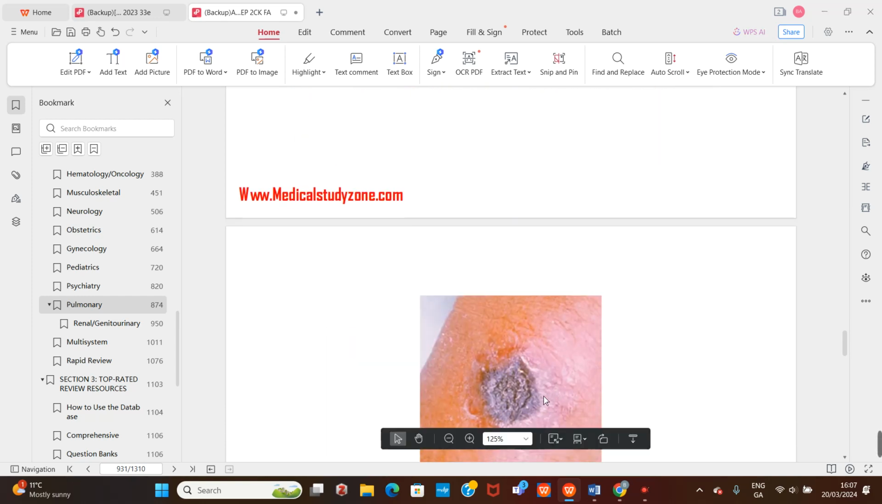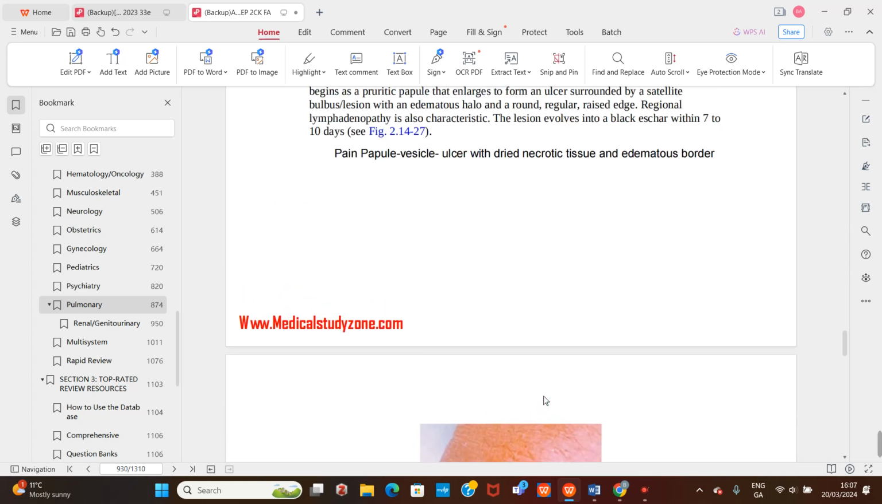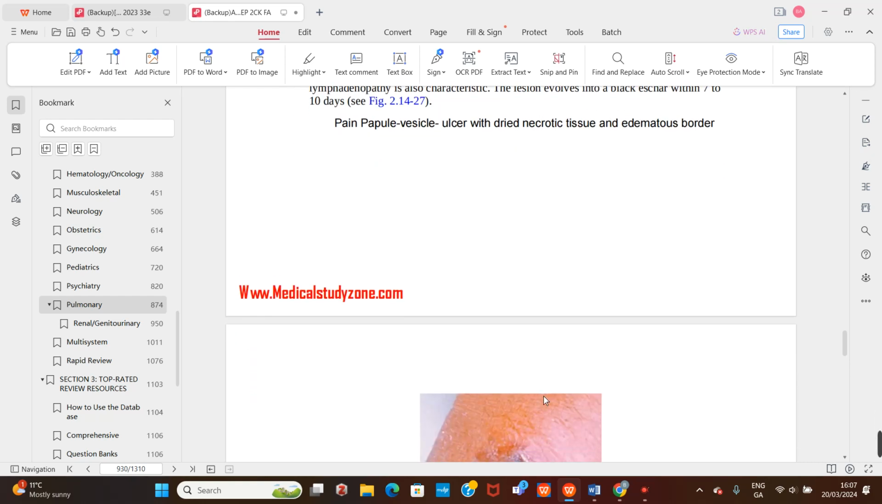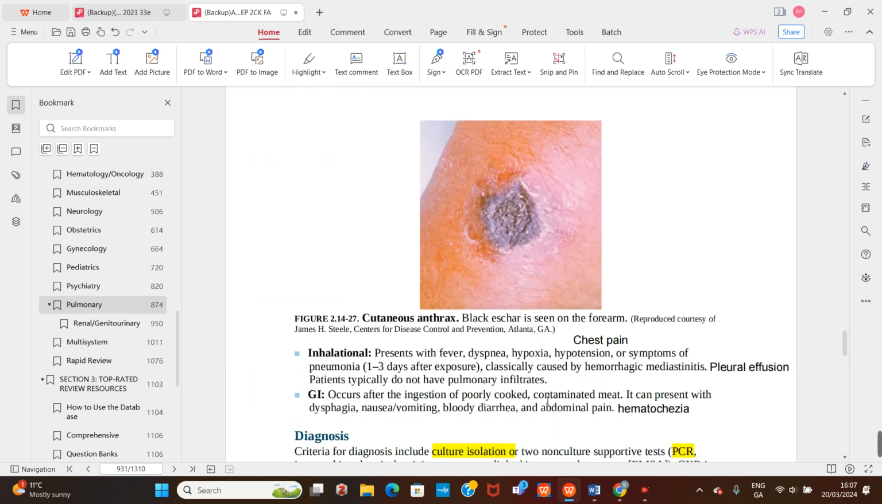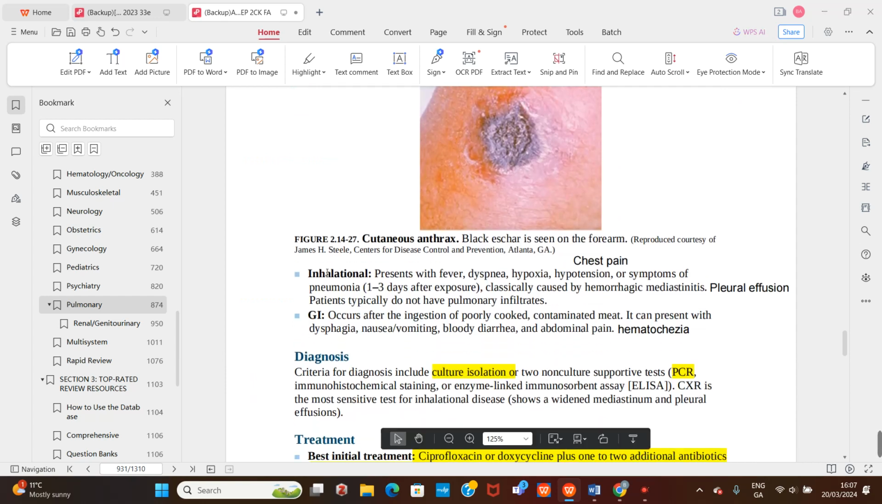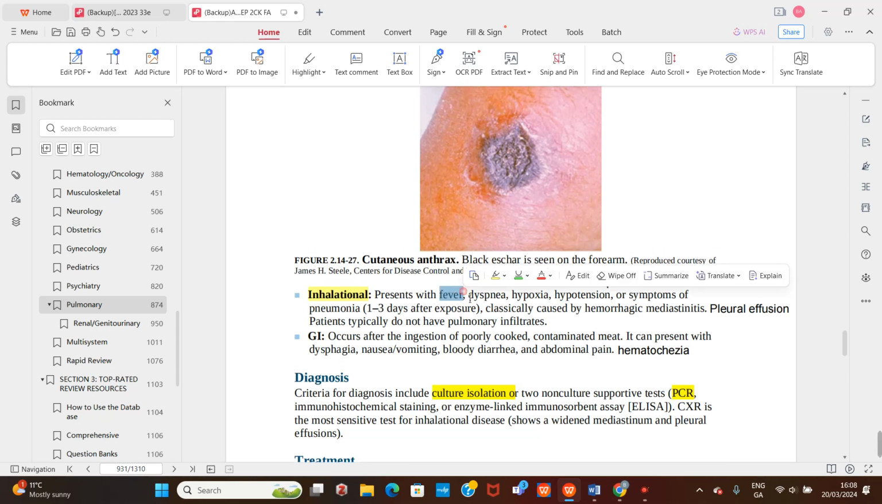So we should not forget, once we see necrotic tissue surrounded by an edematous border, we already know they are trying to describe the black eschar, which is associated with anthrax, the cutaneous form. Now the inhalational one: the only thing I want us to pay attention to is the fact that it causes severe mediastinitis. Once an individual inhales it, it goes straight to the airways and mediastinum, and they can have fever and chest pain. Chest pain is very cardinal.